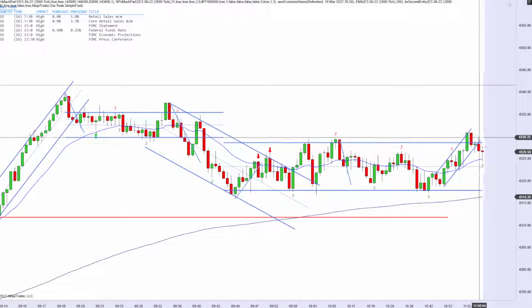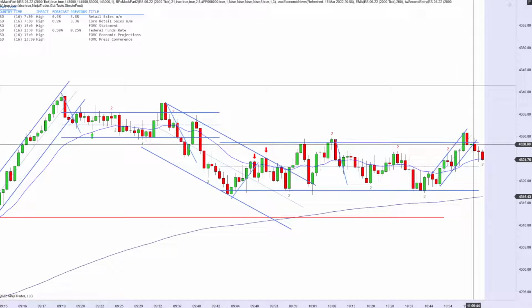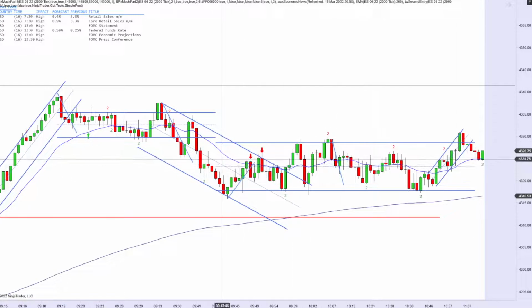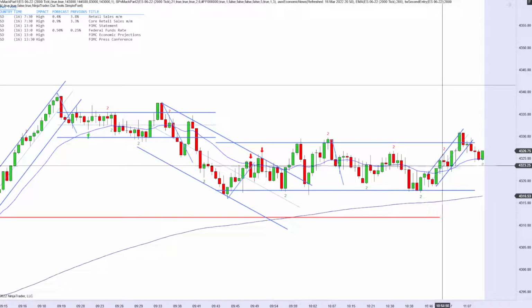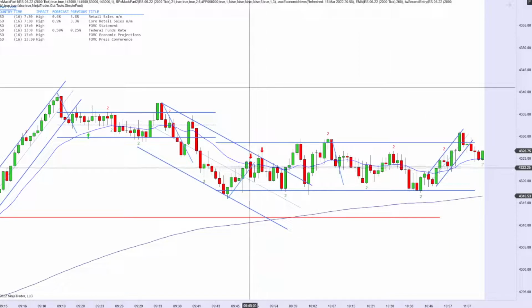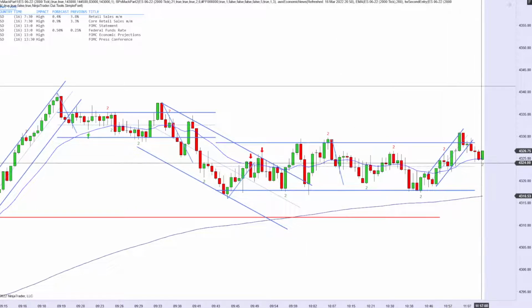New high, first entry long, second entry long. What do we have? We do have a little bit of bullish momentum, but I still think it's too early, right? EMA is trading in the middle of this range, slowly pushes up, new high, first entry long, second entry long.